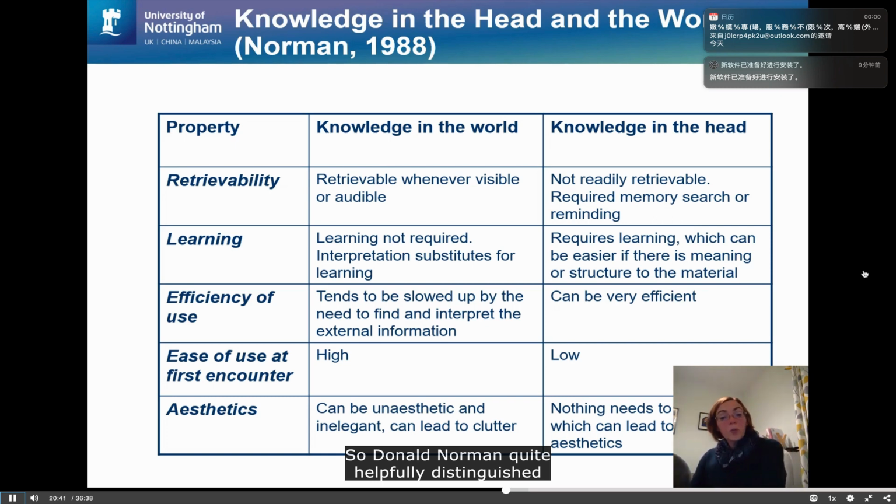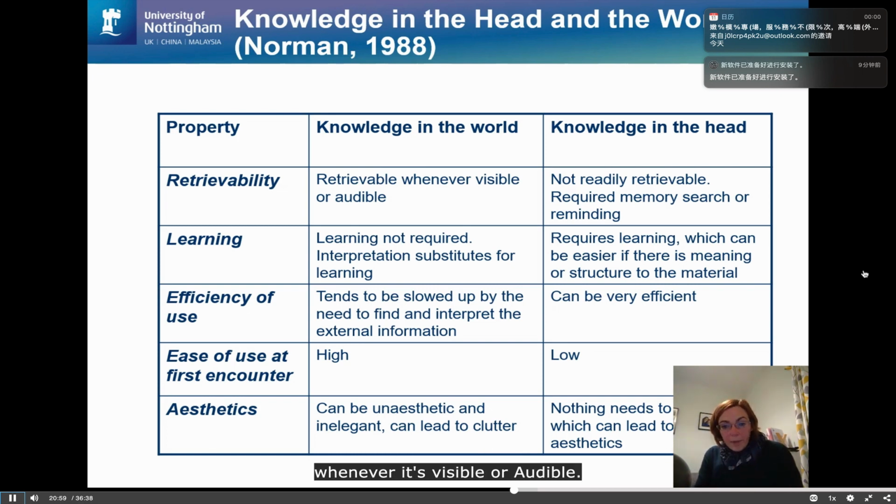So Donald Norman quite helpfully distinguished between a number of properties of knowledge in the world and knowledge in the head. The first thing he thought about was retrievability. Knowledge in the world is retrievable whenever it's visible or audible.